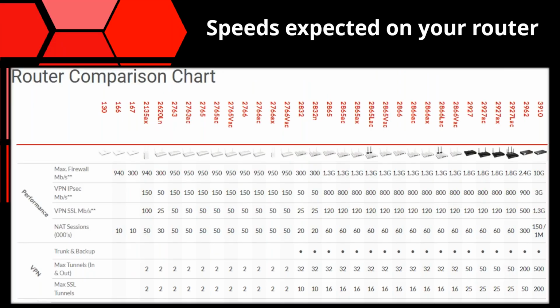And do you remember the comparison chart I presented earlier? The maximum firewall throughput shown here can usually be achieved when correct configuration is applied on the router, such as enabled hardware acceleration feature, QoS, wireless settings that we'll discuss later, and the right LAN equipment used.